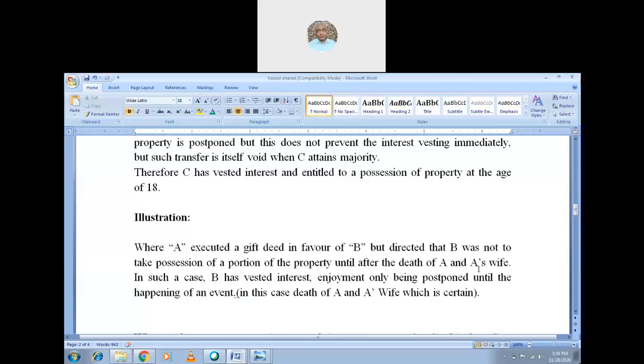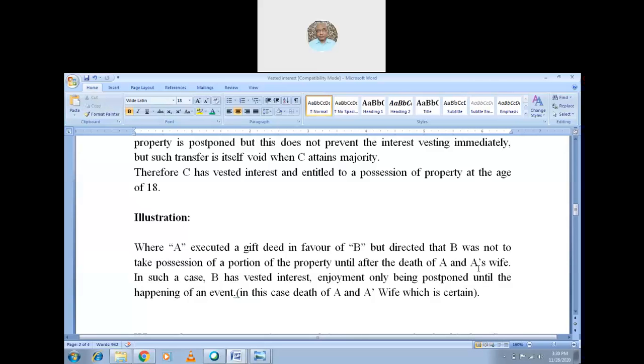So here, A executed a gift deed in favor of B, but directed that B was not to take possession of a portion of the property until after the death of A and A's wife.